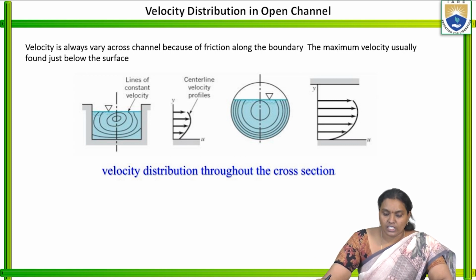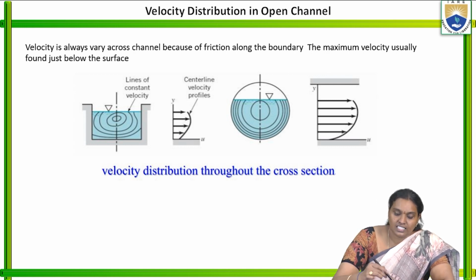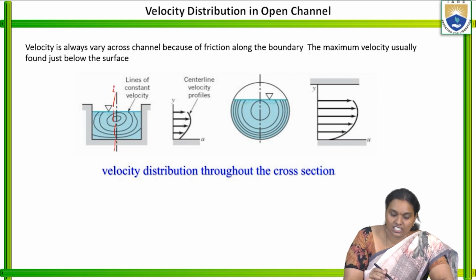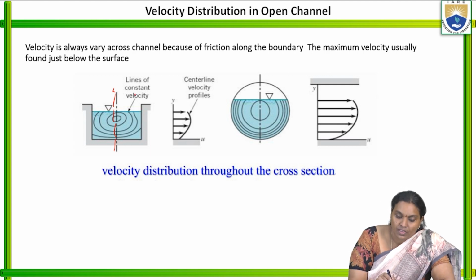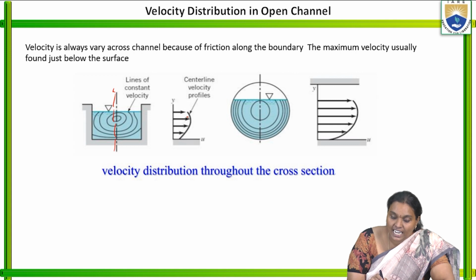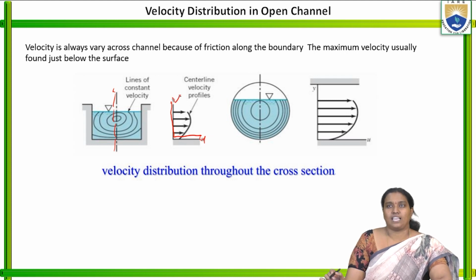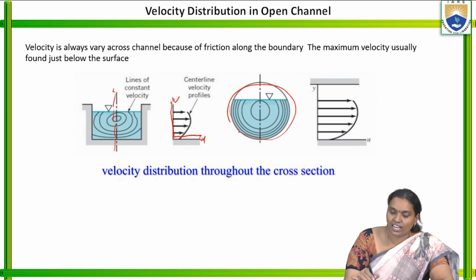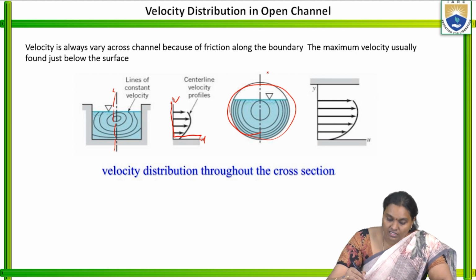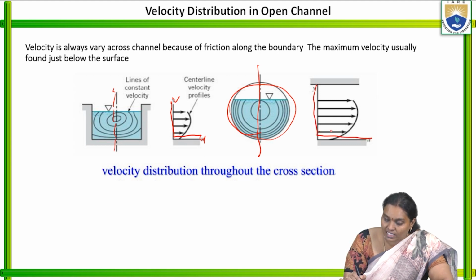In velocity distribution through the cross section, this is the section we are considering, with lines of constant velocity. In these lines of constant velocity, this is the central line velocity profile. We are considering circular, or rectangular shape, as the cross section. So this is the velocity profile.